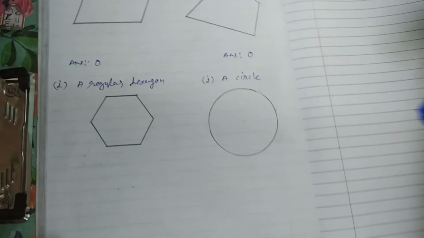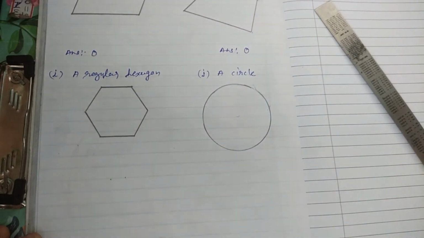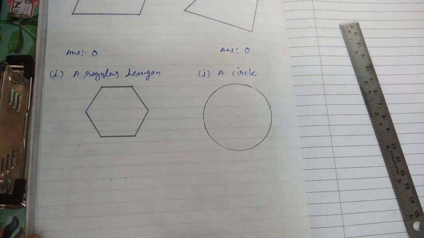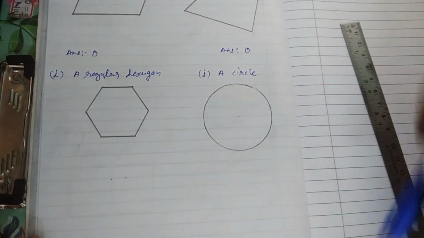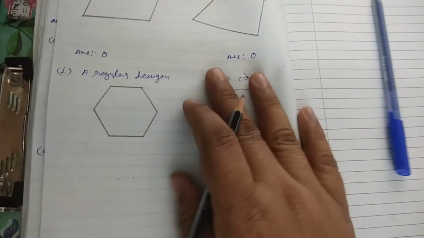Next we will go to a regular hexagon. As we have studied earlier, for a regular polygon, however many sides there are in a regular polygon, that many lines of symmetry you will get. So for a regular hexagon, it has 6 sides, so you will get 6 lines of symmetry. So let's find where we get a line of symmetry in a hexagon.